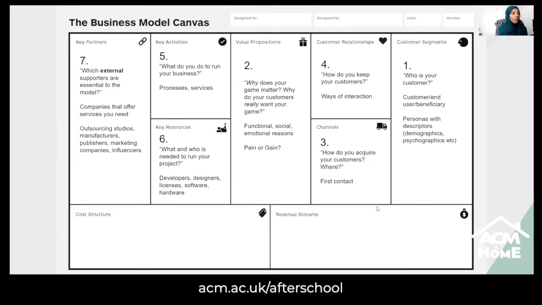So the next one would be the external key partners, right? So which external supporters are essential to the model? And here we want to list distributors, right? The publishers, if you don't have that as part of your business model. And then some outsourcing studios, if you're going to have that, influencers, I don't know, it depends on you.